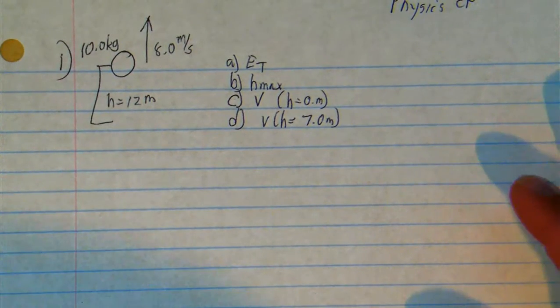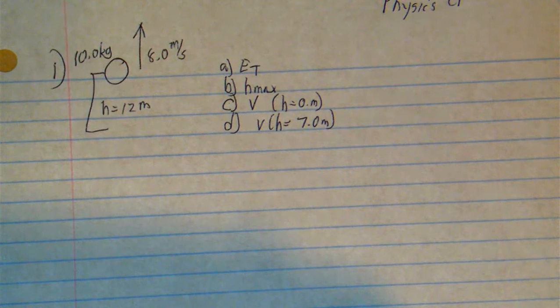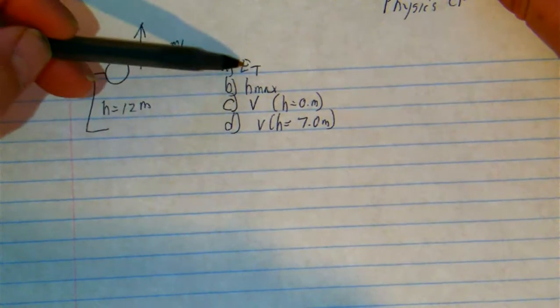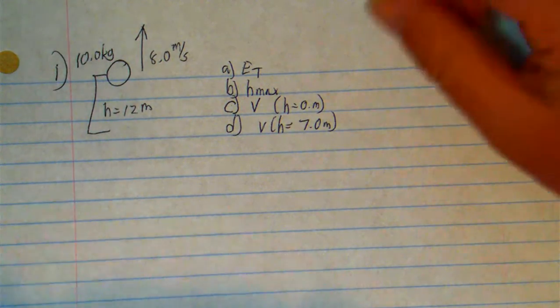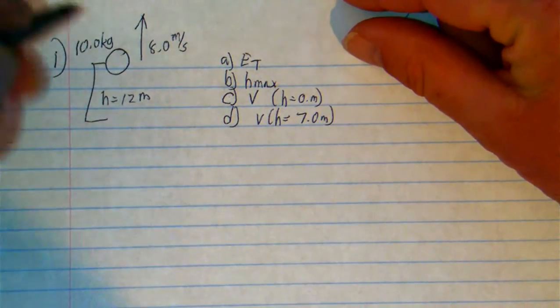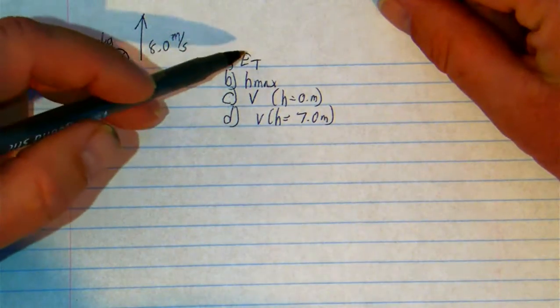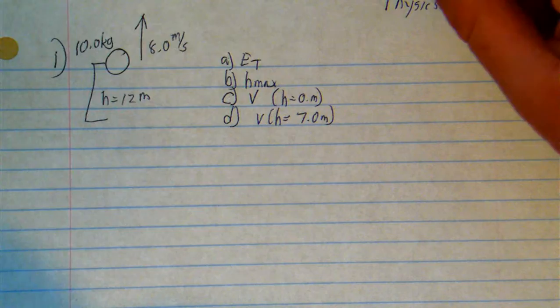Physics CP. All right. Now, to do this problem, you could actually cheat and do this problem using the kinematic equations of motion because it's essentially a free fall problem. However, it'd be great if you could demonstrate that you can use energy techniques to answer all 4 parts to this question. So the first question is, what is the total energy of this medicine ball?